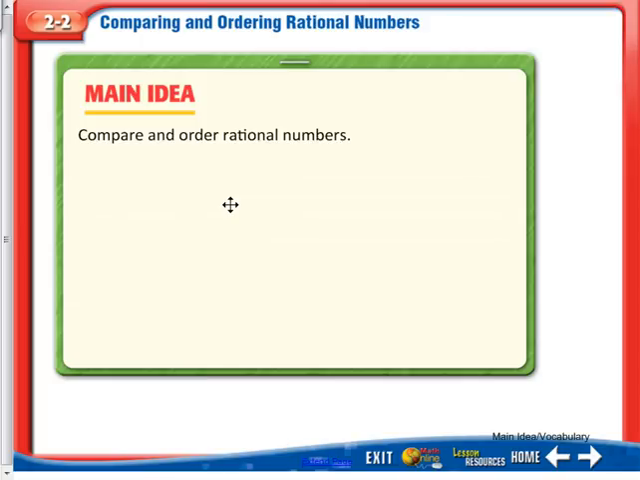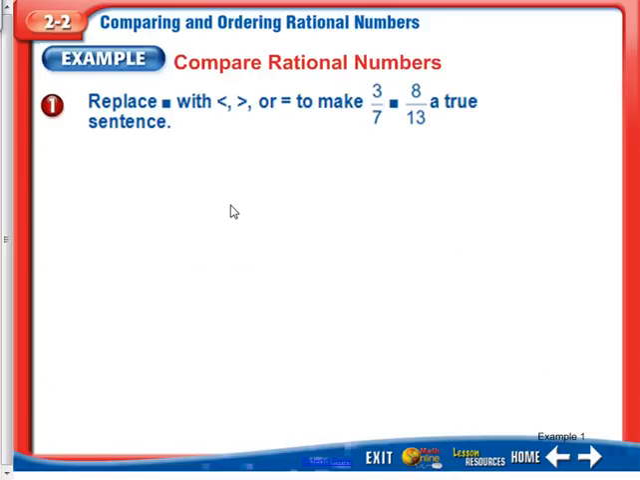Lesson 2-2, we will compare and order rational numbers. Remember, a rational number is any number that can be written as a ratio, which means a fraction. So we will replace the box or the dot with less than, greater than, or equal to make 3/7 blank 8/13 a true sentence. All right, so first thing I'm going to copy the problem here, 3/7 and then 8/13.